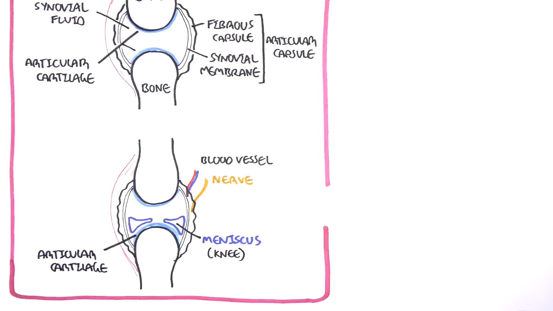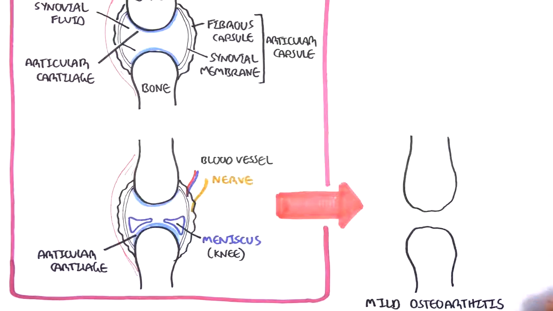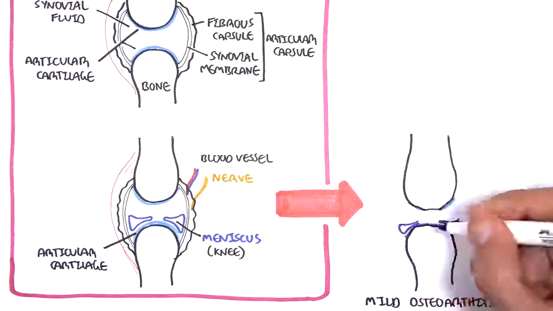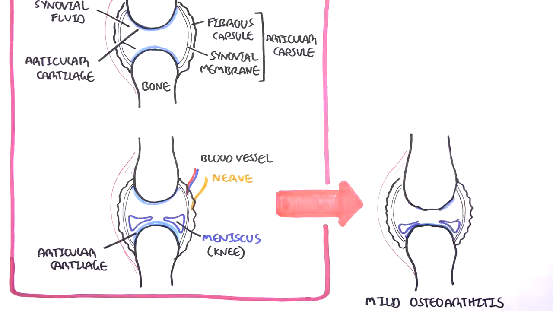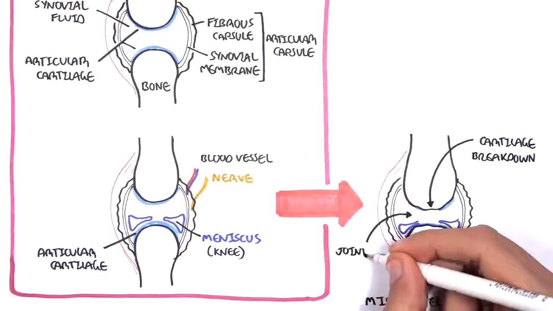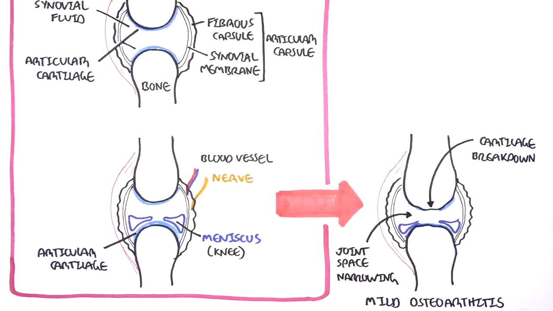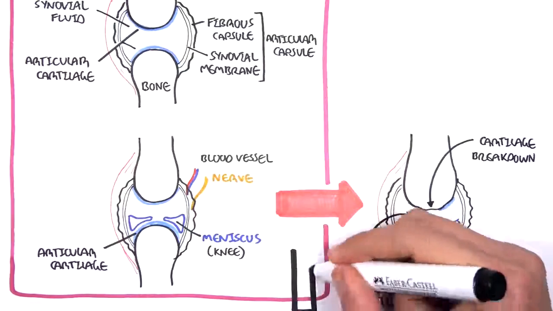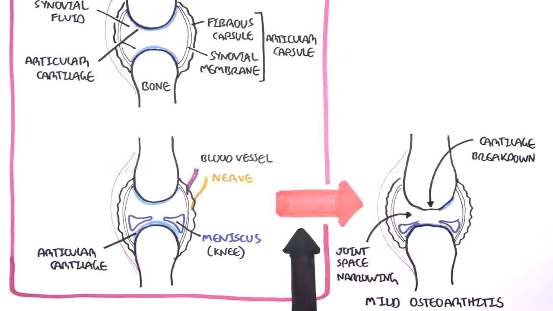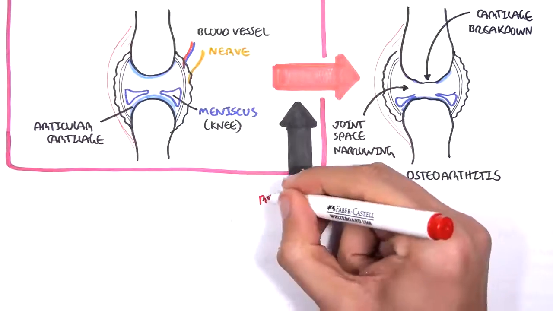When you are young and healthy, you are mobile and your joints are stable and strong. In osteoarthritis, you have degeneration of the joint. More specifically, degeneration of the articular cartilage. You have articular cartilage breakdown, damage, and degeneration. This is in the presence of joint space narrowing. We would call this mild osteoarthritis, which is very common when we age.